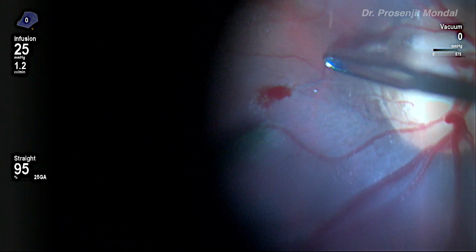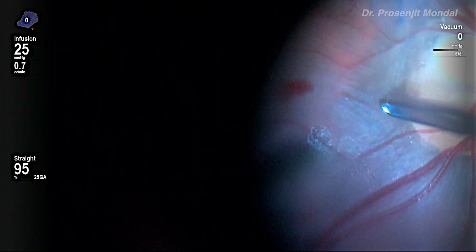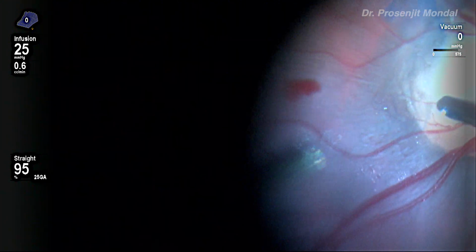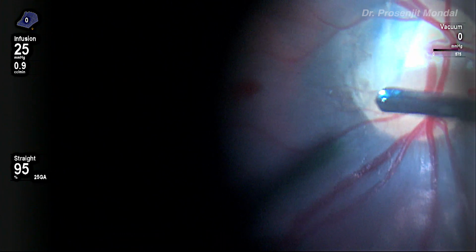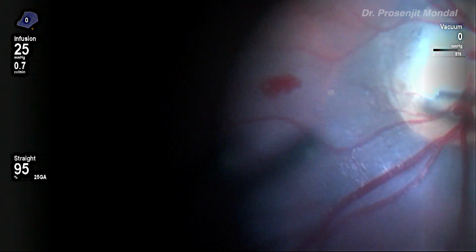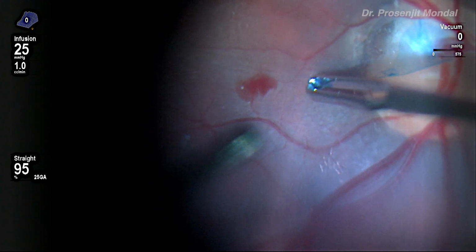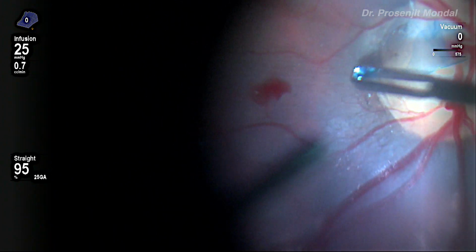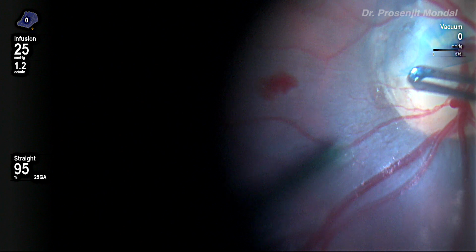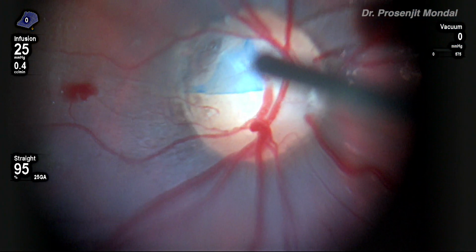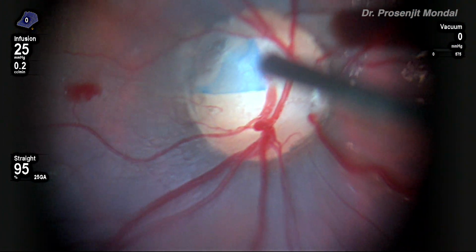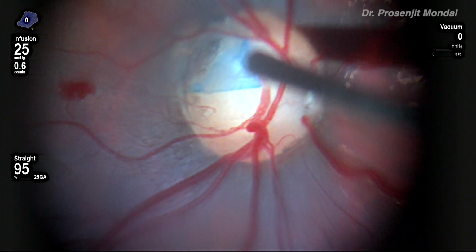Now here we plan for the ILM flaps to seal the pit. Now we prepare the ILM flap for sealing of the optic nerve head. Now we can see BBG stained ILM flap sealing the optic disc pit. We put a drop of viscoelastic over the flap to keep it stable over the pit.